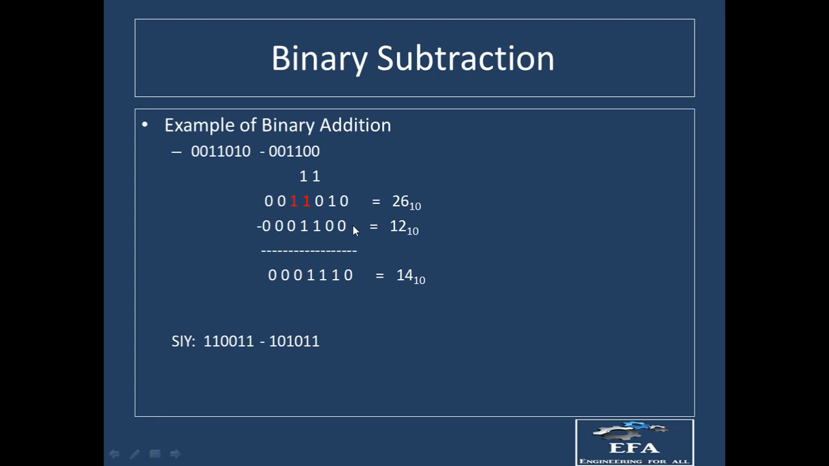Now if we want to verify this result, we can convert these numbers again into decimal numbers and then we can verify. So 0 0 1 1 0 1 0 is having the decimal value equal to 26 and 0 0 0 1 1 0 0 is having the decimal value equal to 12. Now when we subtract these two numbers, the answer will be equal to 14 and this result when converted into decimal value will also be equal to 14. Therefore the result has been verified.